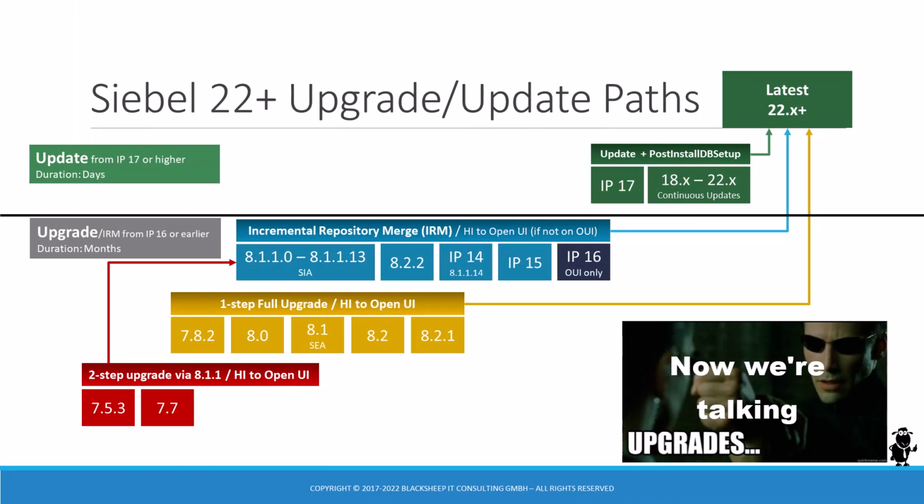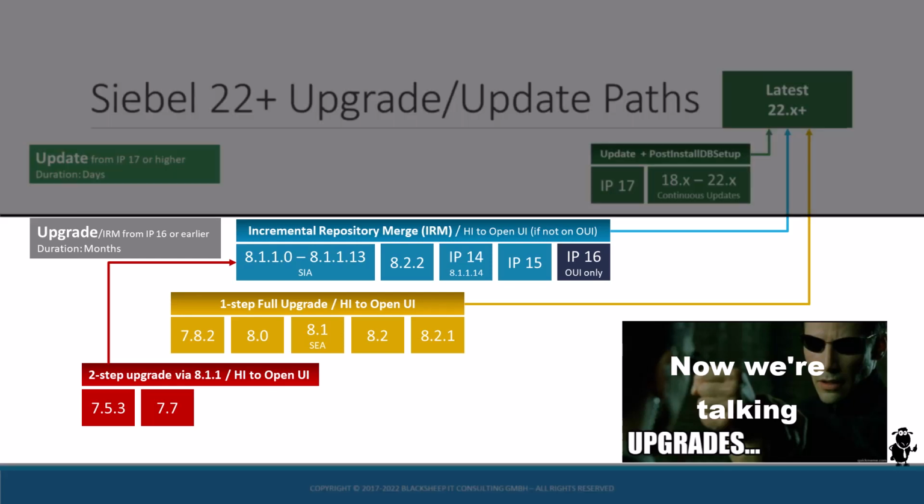Let's take a look at the path for an upgrade from a version prior to Innovation Pack 17 to the latest and greatest release. If your current Siebel CRM version is below IP17, you find yourself in the lower portion of the diagram. This means that you have to conduct an upgrade project to get to the latest Siebel release. The duration of a Siebel CRM upgrade project is measured in person months, sometimes person years.